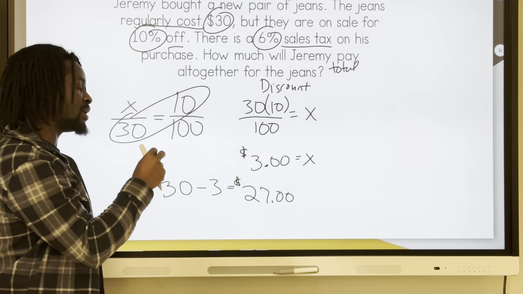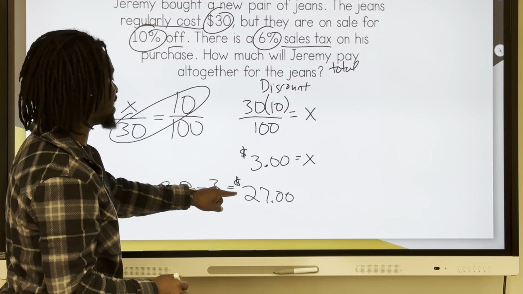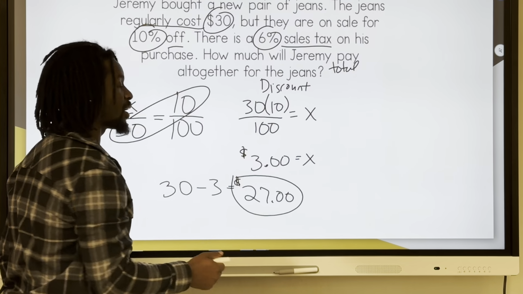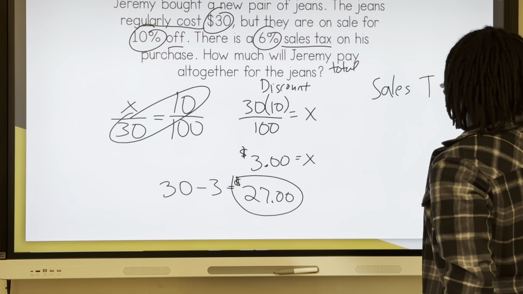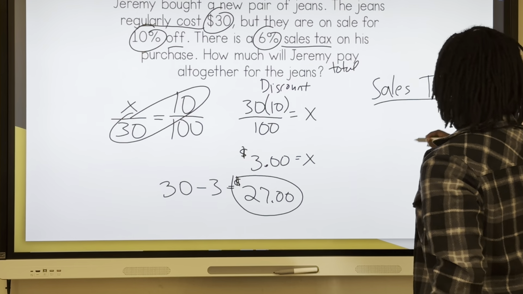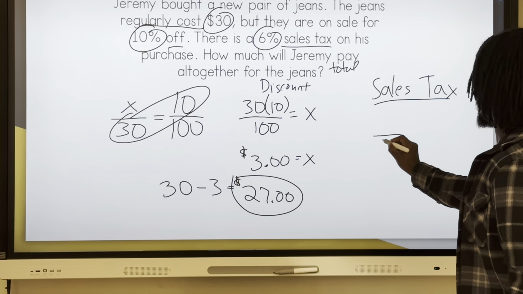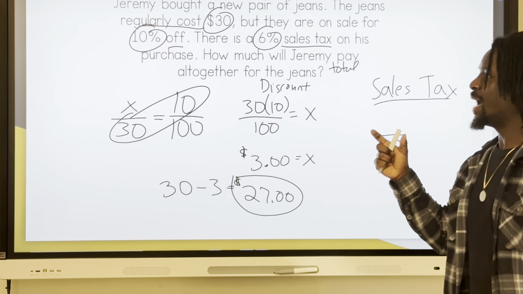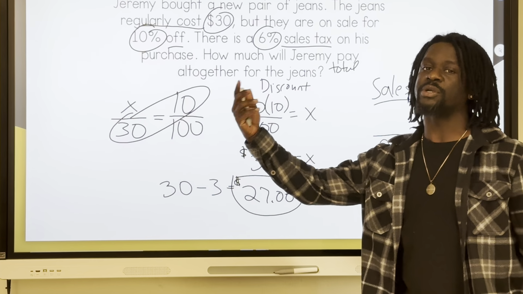Now, technically, the way you are to do this is now you want to take the sales tax off of the price after the discount. So for the sales tax, instead of using 30, I'm actually going to use the 27, the new amount, okay? Now, I think the first time we did this in the first lesson, I think we took the sales tax after off the original item.